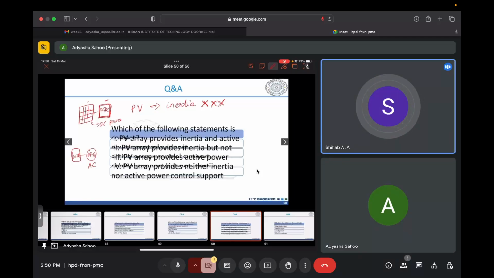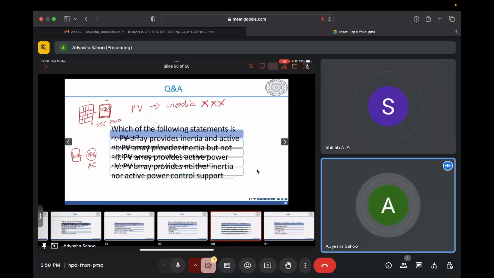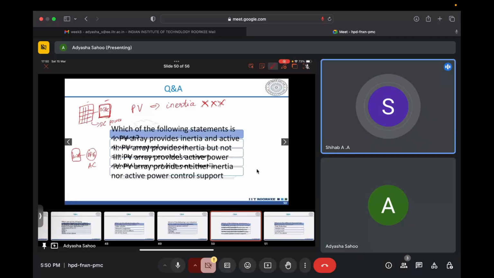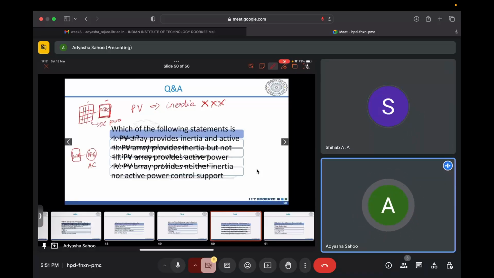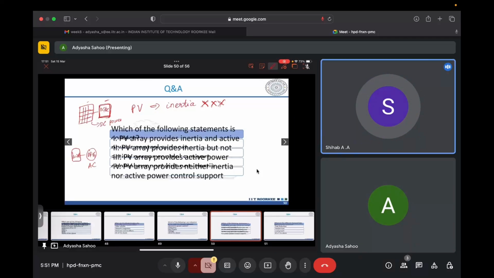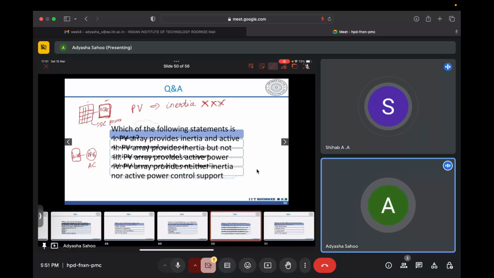Hence, it cannot store energy in those parts. That means we can say the PV array provides active power, but is not supporting any inertia. Yes, correct. That one, the fourth one, I think is not visible, but what you said is correct. PV array provides neither, I think the third one. It is not clear, so I will update this while uploading the slide.